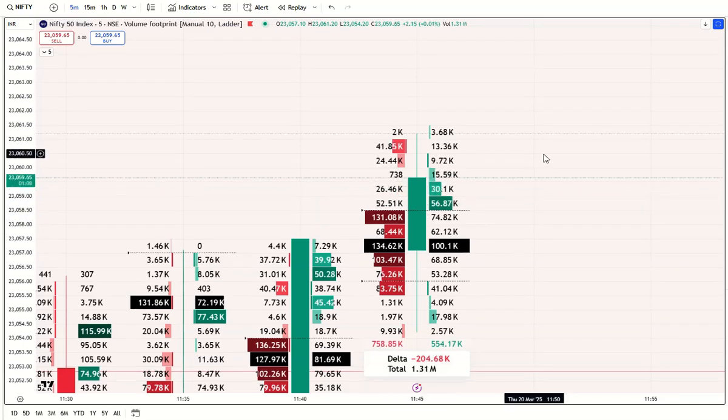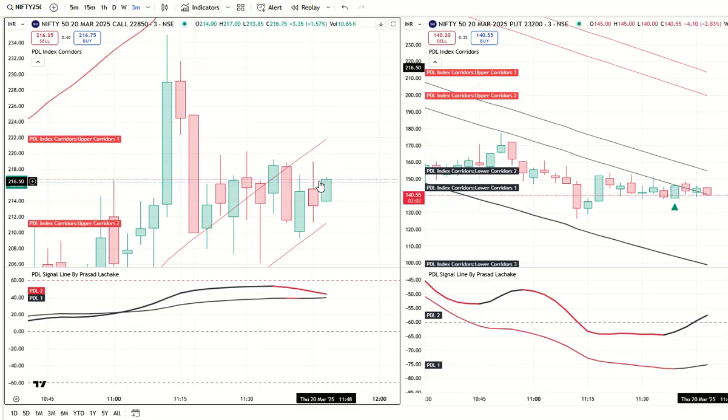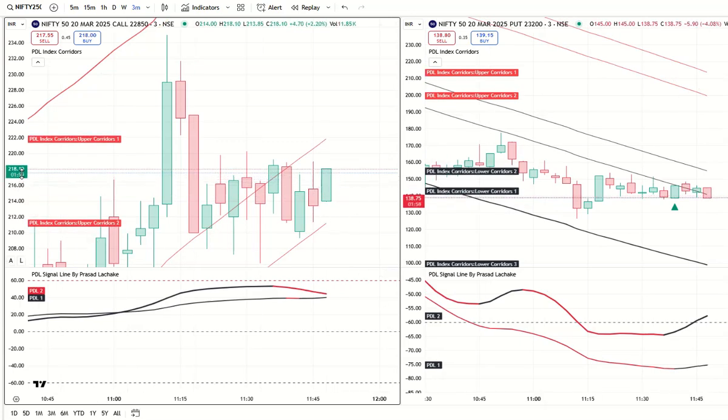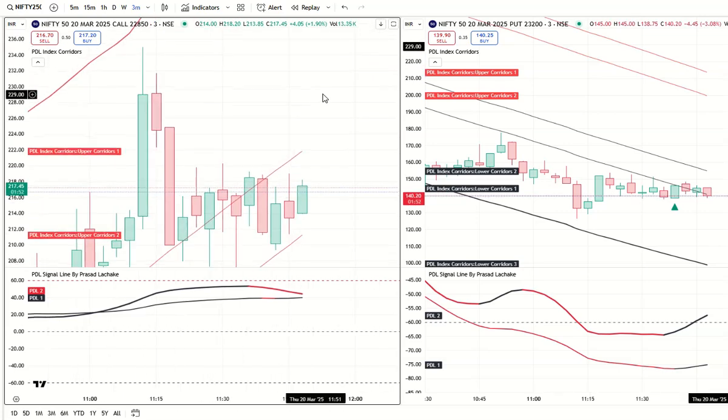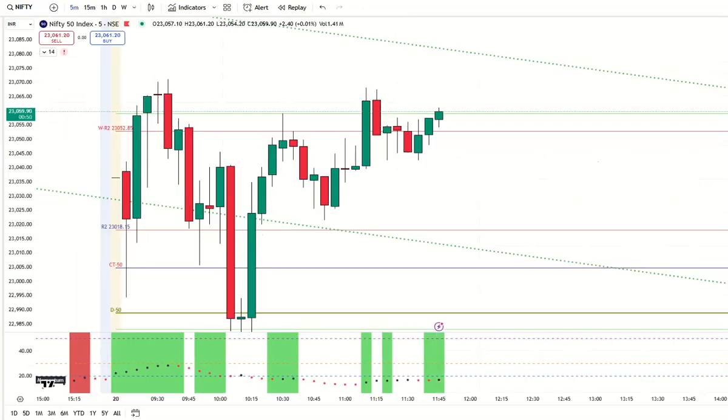Of course, 22,850 is still below 217 where I got an entry. So if I go back and show you, this is still at less than 217. You can see it's 216, now 218. I'm expecting this is the first 221 target and then further go up. Yeah, the close should be above this.